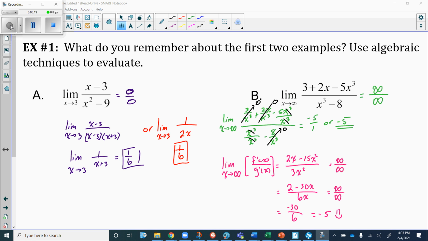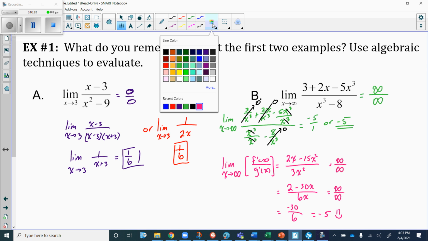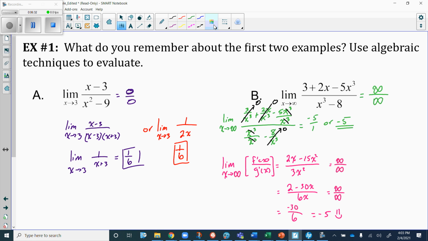Okay, and how did you do? Here I actually worked the problem out two ways. Let me go ahead and label which ones I did which way. Let me get a color here. So this stuff here was just an algebraic approach where I was able to factor the denominator and simplify out the common factor of x minus 3.